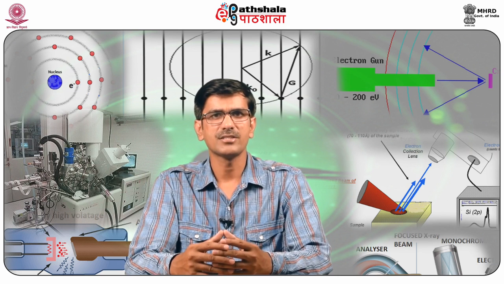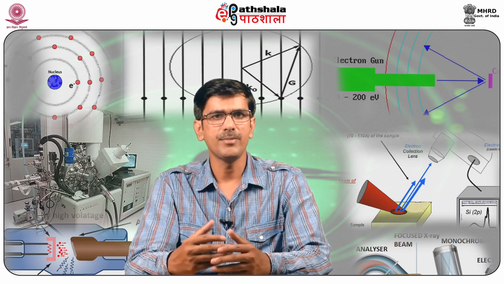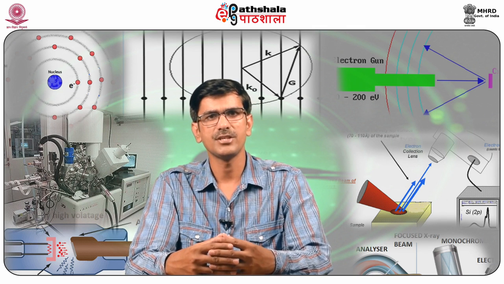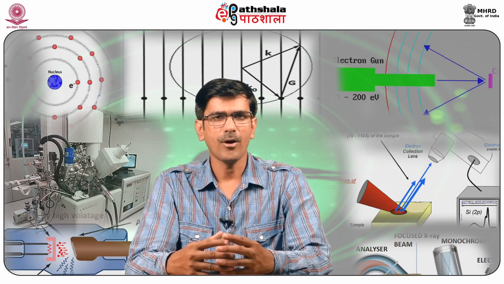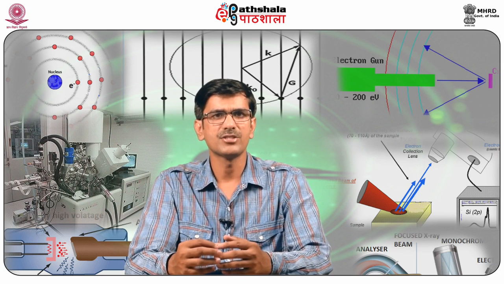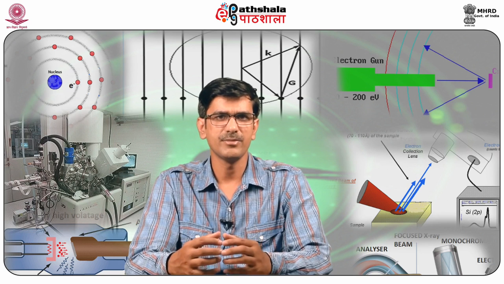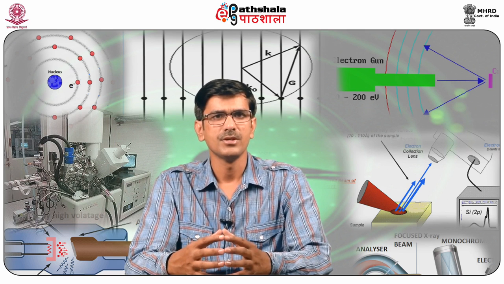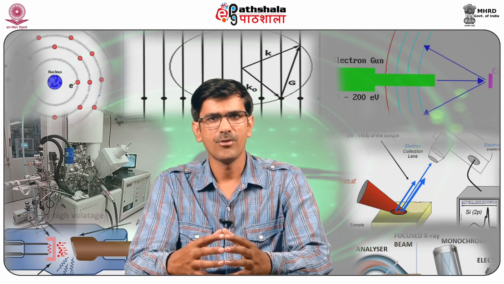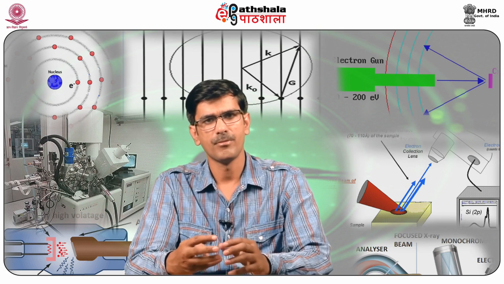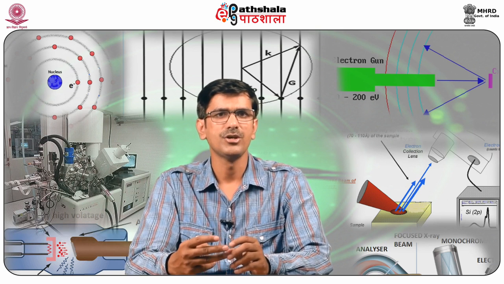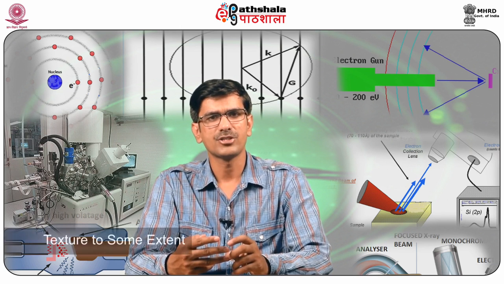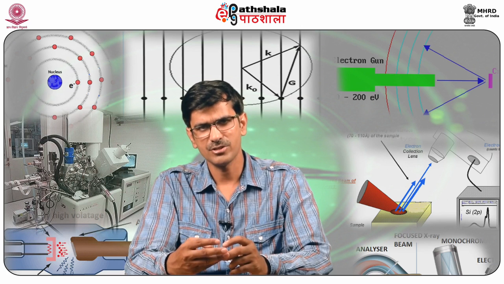The characteristic X-ray diffraction patterns generated in a typical XRD analysis provide a unique fingerprint of the crystals present in the sample. When properly interpreted by comparison with standard reference patterns and measurements, this fingerprint allows identification of the crystalline forms. Information which we get from a diffraction pattern is: number one, the phase identification; number two, the crystal size; number three, crystal quality; number four, texture to some extent; five is the crystal structure.